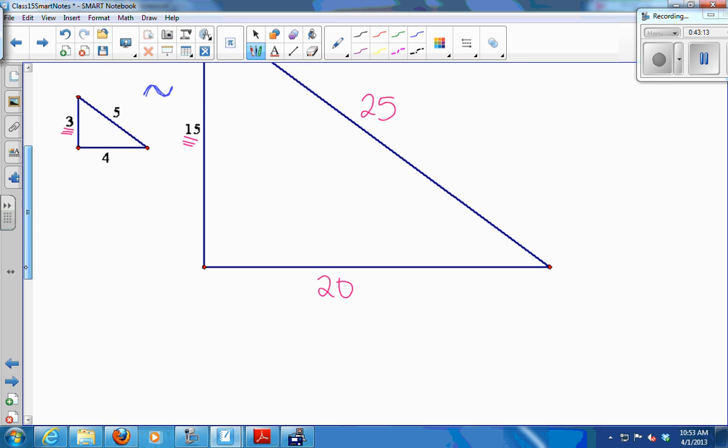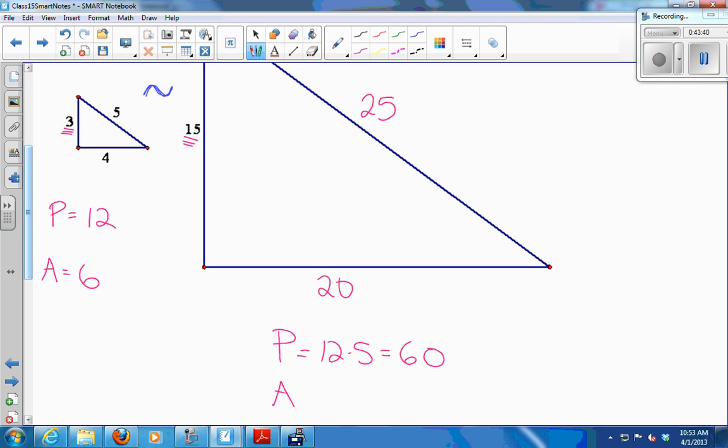Okay, and then the perimeter of this little triangle is 3 plus 4 plus 5, which is 12, which means without having to add it, what's the perimeter of the big triangle? Yeah, 12 times 5, 60. Yep, and then the area of this guy is 6. We calculated it on the previous slide.